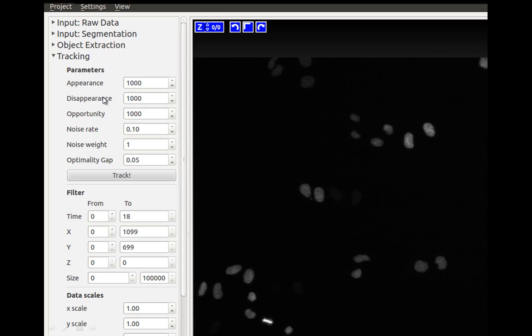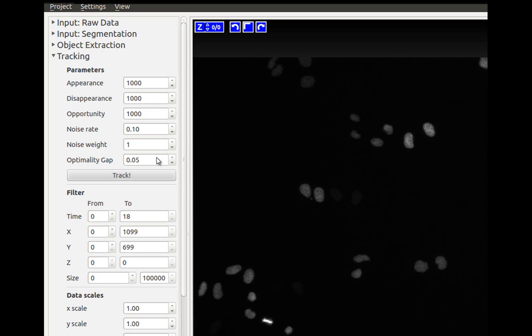And when working on a new data set, I'm not sure if the cost for appearances should be set to 1,000 or should be 1,100 or 1,200. I don't know what the cost for a missed opportunity should be, and so on. So in conventional tracking applications, you have the difficulty of hand tweaking these parameters.